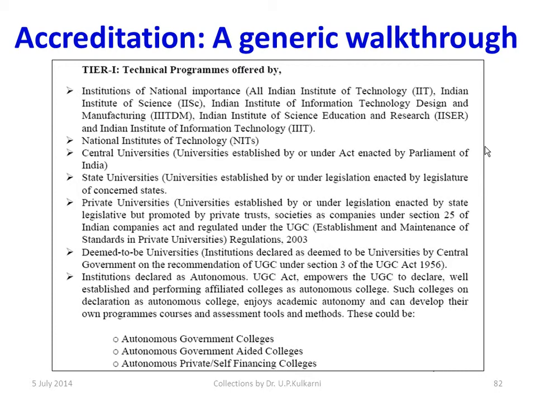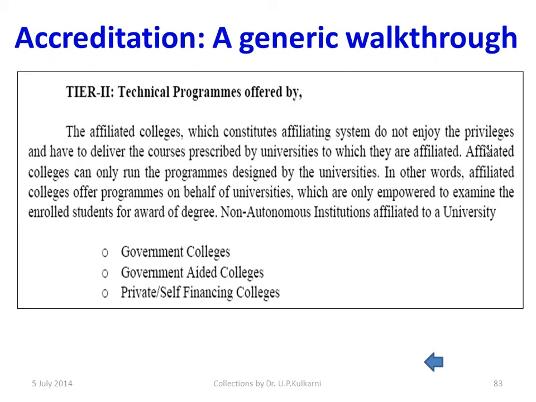Accreditation. There are 2 categories here. Tier 1: technical programs offered by IITs, IISs, NITs, state universities, private universities, deemed to be universities, institutions declared as autonomous, autonomous government colleges, autonomous government aided colleges, autonomous private self-financing colleges. Tier 2: technical programs offered by government colleges, government aided colleges, private and self-financing colleges, affiliated colleges come under this particular category.